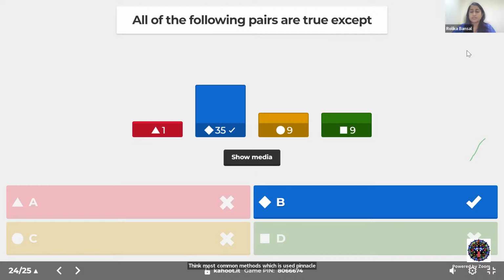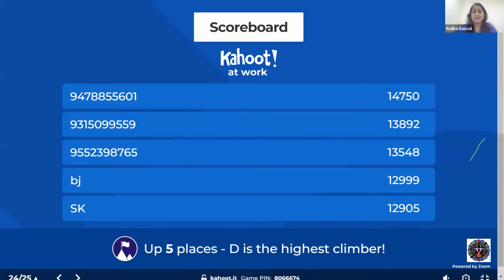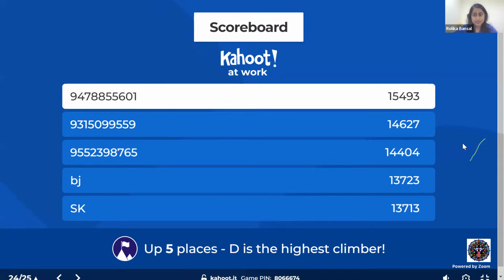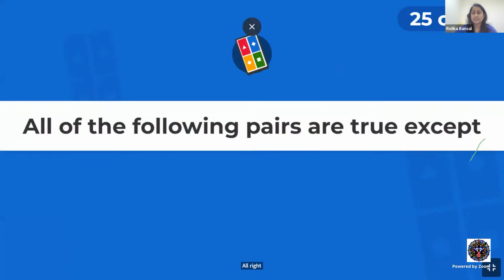Right, so the next question is again going to be a similar question, matching the pair. So be fast. And does the leaderboard show any changes? Almost, it remains the same. Okay, remains the same. Fine. All right. Let's see how it goes.